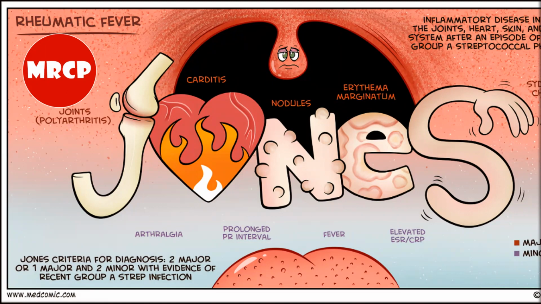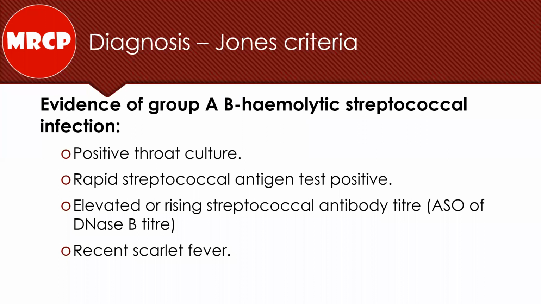These are major and minor criteria. First of all, we need to know what is the evidence of group A beta hemolytic streptococci infection. This is either a positive throat culture of the group A beta hemolytic streptococci or a rapid streptococcal antigen test, which is positive, or an elevated streptococcal antibody titer, which is known as an ASO titer or DNase B titer, or we have a recent scarlet fever. Any one of these four is an evidence of group A beta hemolytic streptococci.